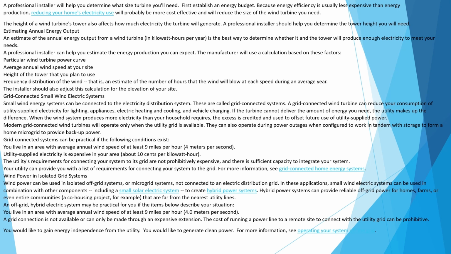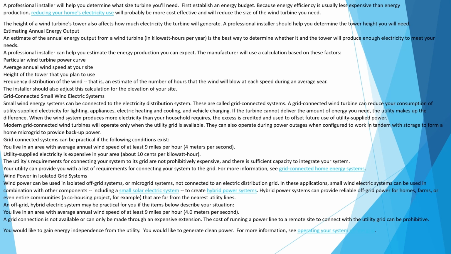Wind power in isolated grid systems. Wind power can be used in isolated off-grid systems or microgrid systems, not connected to an electric distribution grid. In these applications, small wind electric systems can be used in combination with other components, including a small solar electric system, to create hybrid power systems. Hybrid power systems can provide reliable off-grid power for homes, farms, or even entire communities, a co-housing project, for example, that are far from the nearest utility lines.